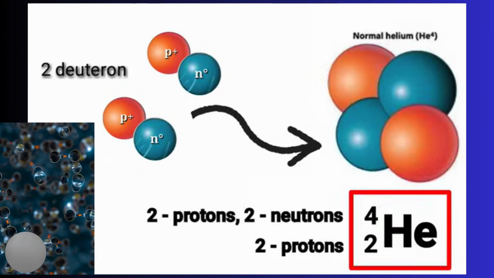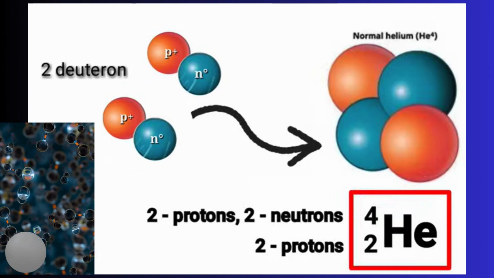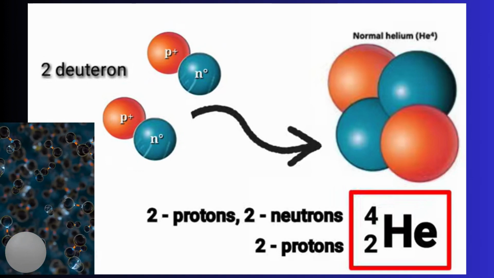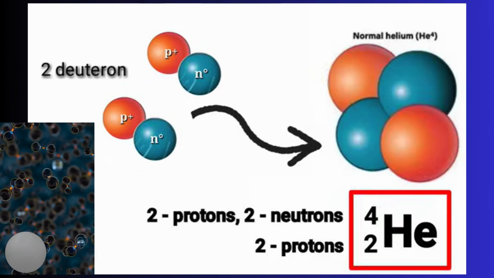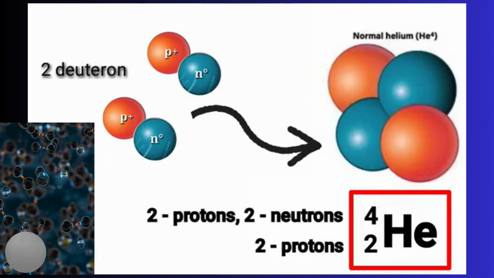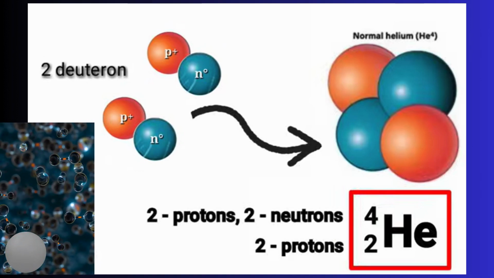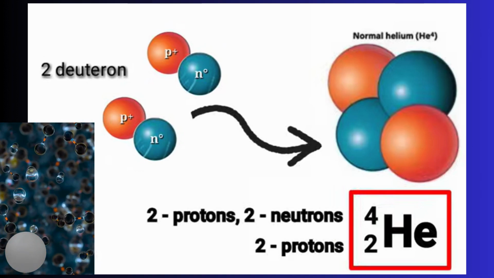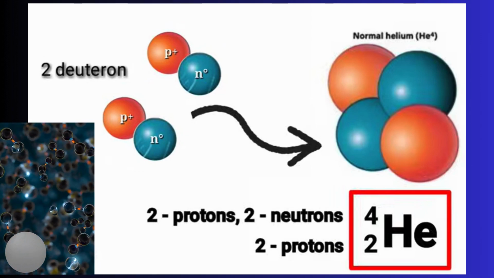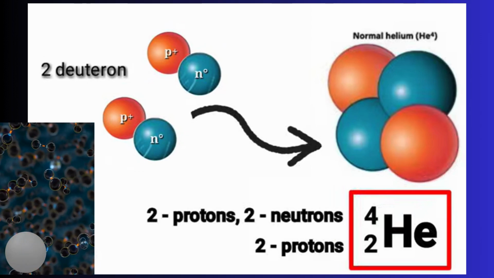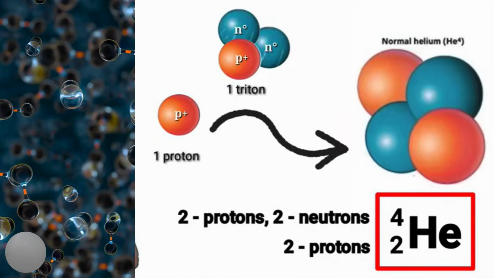Okay. So, 2 protons plus 2 neutrons. So 2 protons means atomic number 2. Atomic number 2, that's helium. Neutrons, 2 plus 2 equals 4. That is its atomic mass. Next.